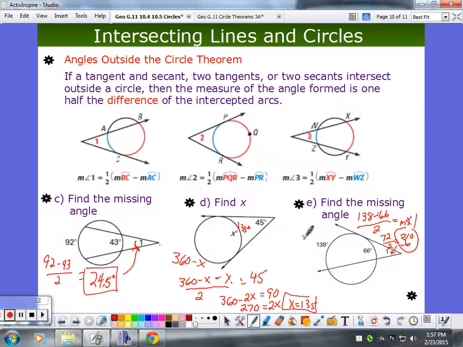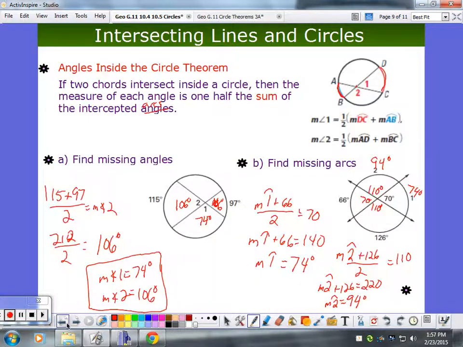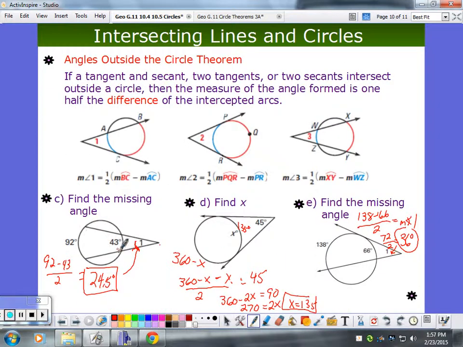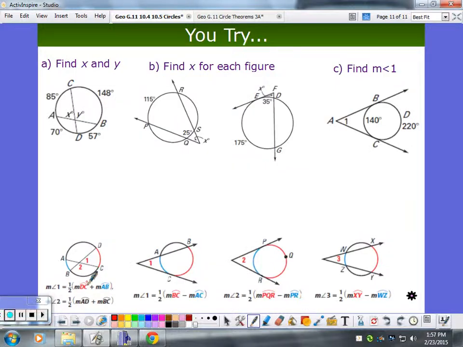Okay, so you see the difference between those. If it's inside, add them, divide by 2. If it's outside, subtract them, divide by 2. So it really is just 2 different theorems. And we're on to the tries, so give them a go. See how we do. You can check your work while you're doing them, but please ask questions if you have them.